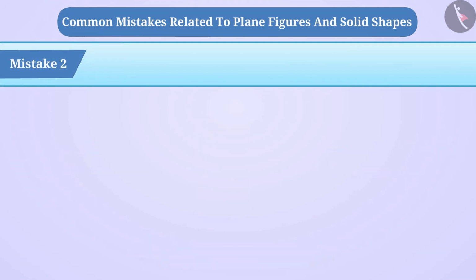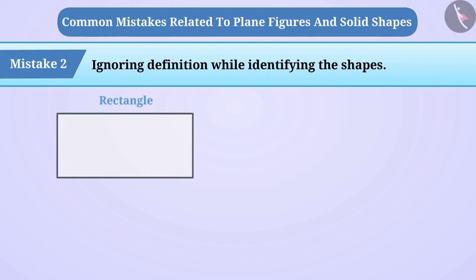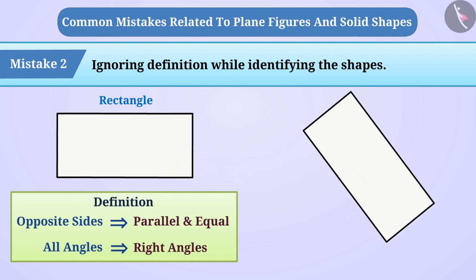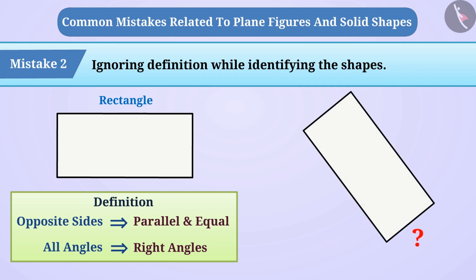Mistake 2. Ignoring definition while identifying the shapes. If we show a rectangle to children and tell them its definition, then many times they remember the shape but ignore the definition. If we show them a rectangle whose orientation is different from the rectangle of their understanding, then they are unable to identify this shape. This is because they do not identify shapes on the basis of definition. According to their understanding, such a shape is not a rectangle.